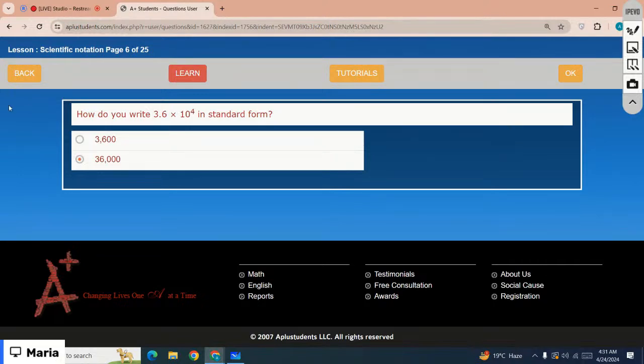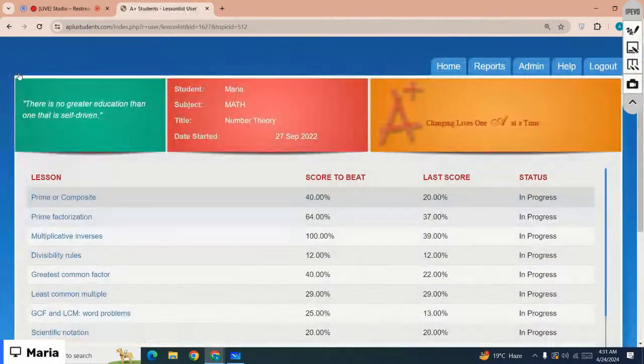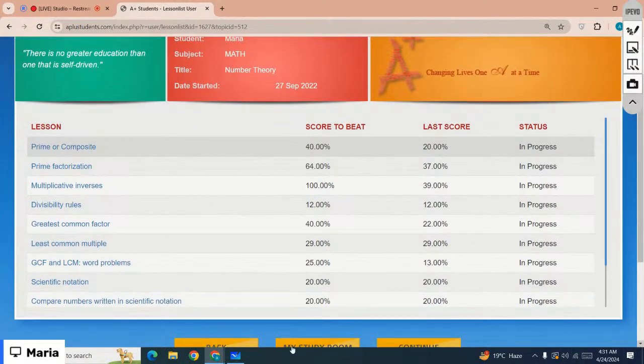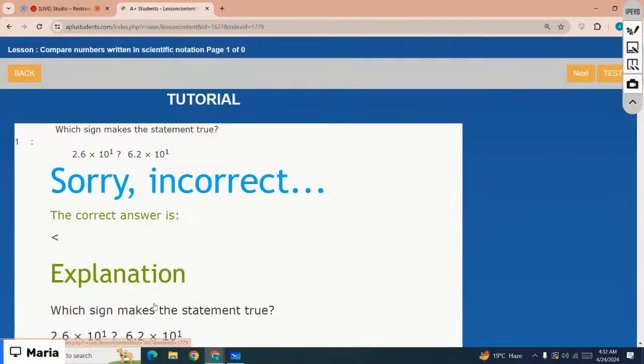Okay, you can complete the lesson by yourself later today. Let me just move on to the next lesson. The next lesson is compare numbers written in scientific notation.